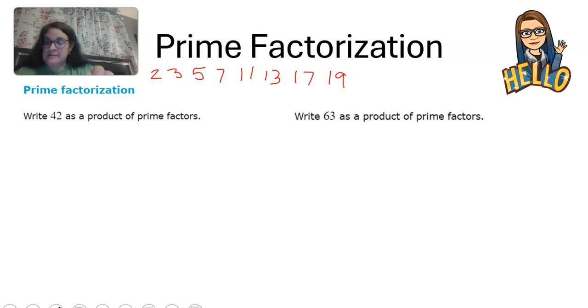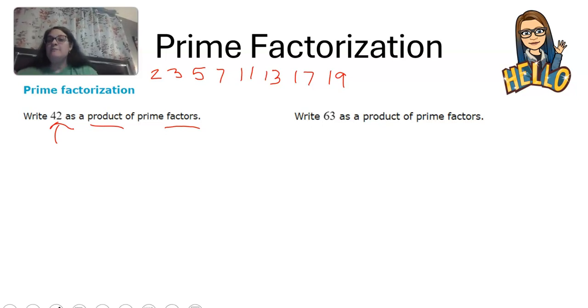Any of these numbers that will go into some of these products. So when we say that we are looking to write 42 as a product of prime factors, factors means the two or more numbers that you multiply together. The factors are the numbers that are being multiplied, and the product is the answer to that multiplication. So 42 would be the product, and the numbers that you're multiplying together would be the factors.